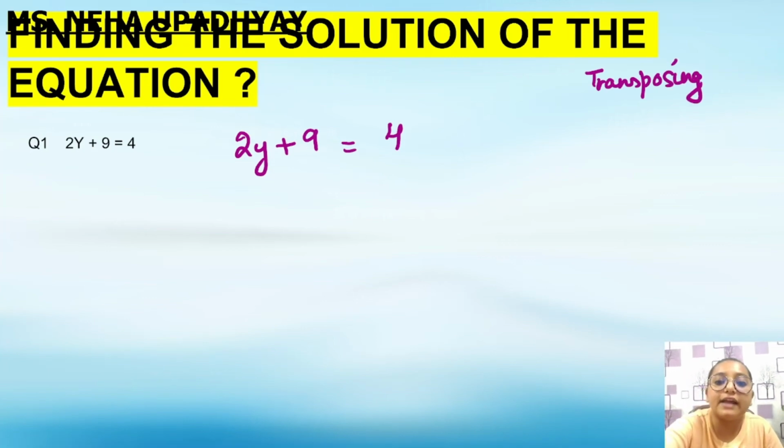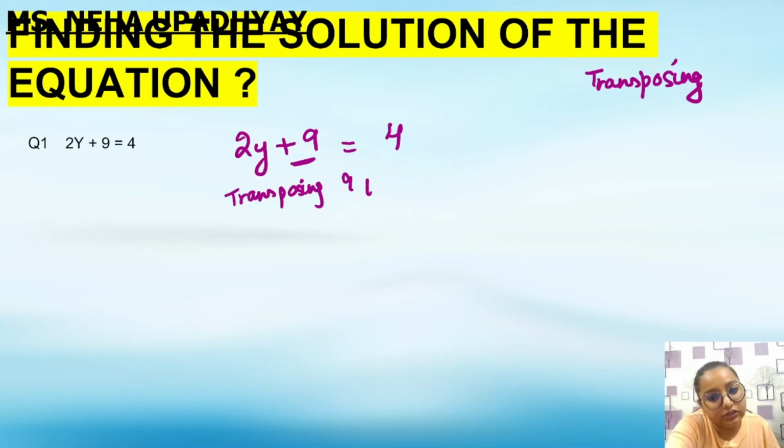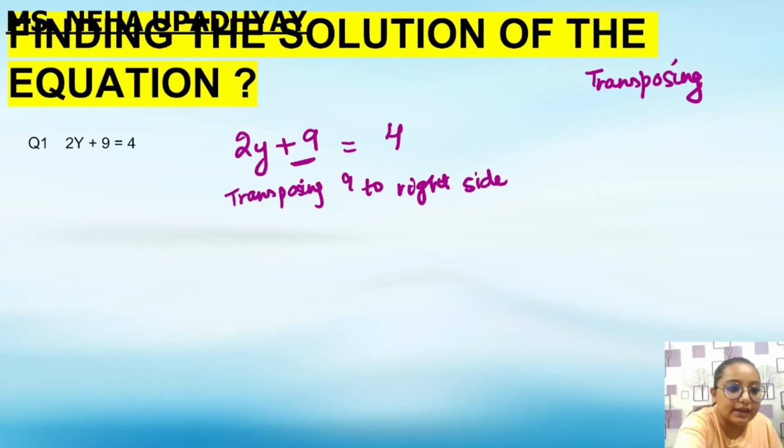So if I transpose this 9 to this side, what will happen to 9? Positive 9, when it goes to the other side, will become a negative 9. So what will we write? We will write transposing 9 to right side. What will happen in the next step? We will get 2y is equal to 4.